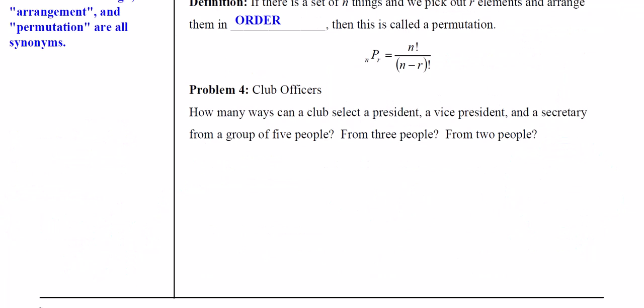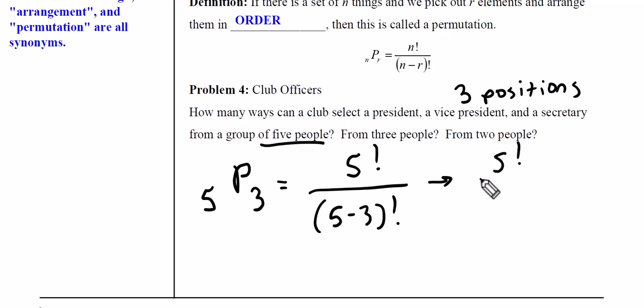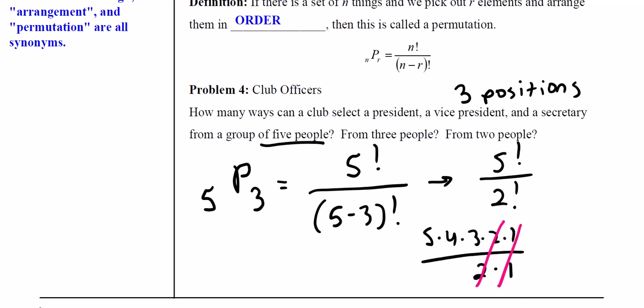Problem 4. How many ways can we select a president, a vice president, and a secretary? So that's 3 positions from a group of 5 people. So this looks like 5 total, and we're choosing 3 special positions. This is 5 factorial over 5 minus 3 factorial. That's 5 factorial over 2 factorial. That's 5, 4, 3, 2, 1 over 2 times 1. Those cancel out. 5 times 4 is 20, times 3 is 60. There are 60 ways to have 5 people and pick 3 for positions.